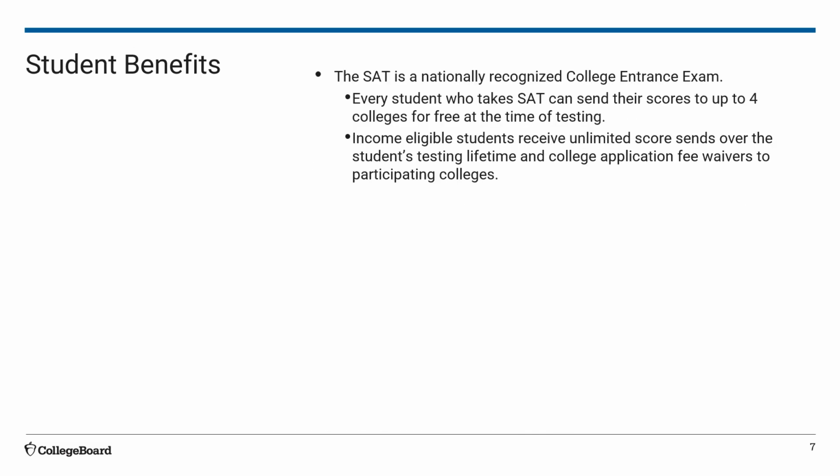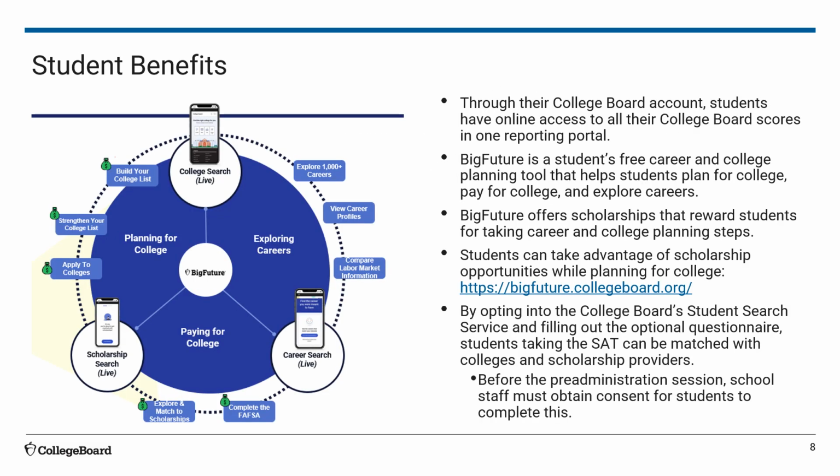The SAT is a nationally recognized college entrance exam. Every student who takes SAT can send their scores to up to 4 colleges for free at the time of testing. Income-eligible students receive unlimited score sends over the student's testing lifetime and college application fee waivers to participating colleges. Through their College Board accounts, students have online access to all their College Board scores in one reporting portal. College Board partnerships with Big Future and Road Trip Nation provide students with resources to help them match their interests with careers and college majors.